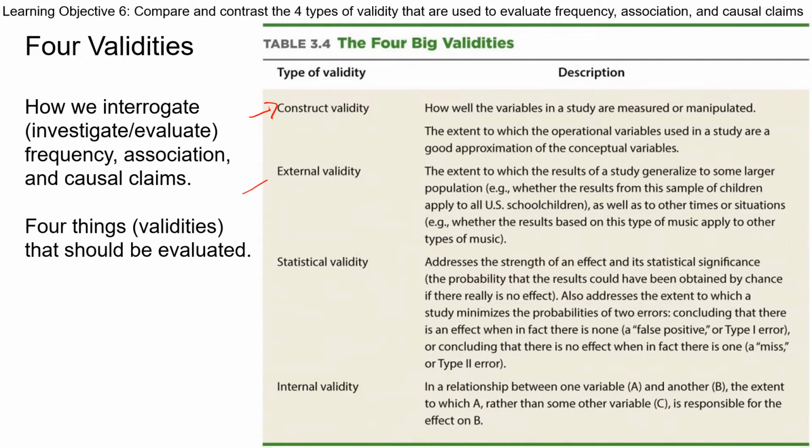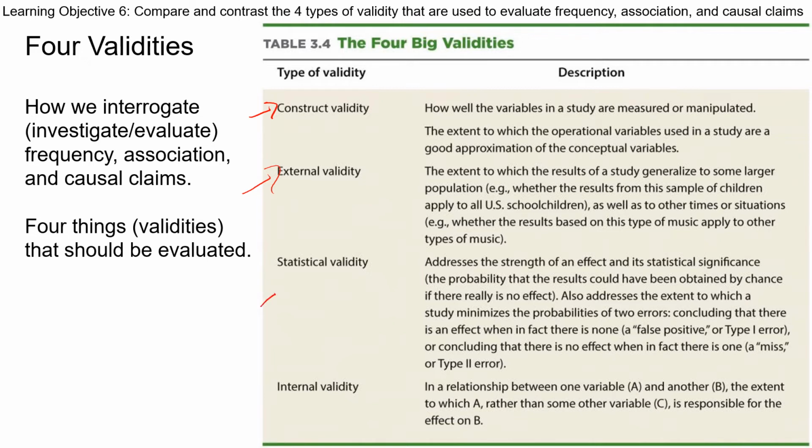The first is external validity. We'll look at this more in the coming slides, but it's the extent to which the results of a study generalize to a larger population. External validity is also called generalizability. So it's looking at how we can generalize from our participants to the population as a whole. And we'll look at how that is measured and what is important for that.